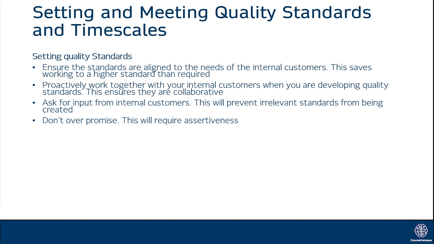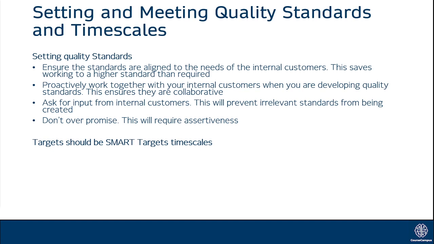Don't over promise, and this will require assertiveness. So don't over promise what the quality standard is going to be. Don't over promise that's what we're going to do and we're going to do that every time. And that can require assertiveness because you've got to be quite assertive and say, actually, no customer, that's not something that we're able to do, that's just too much. And you can explain why it's too much, and you can say what it is that you will be able to do and what you will be able to commit to, rather than just agreeing to everything the customer asks for. Targets should be SMART.